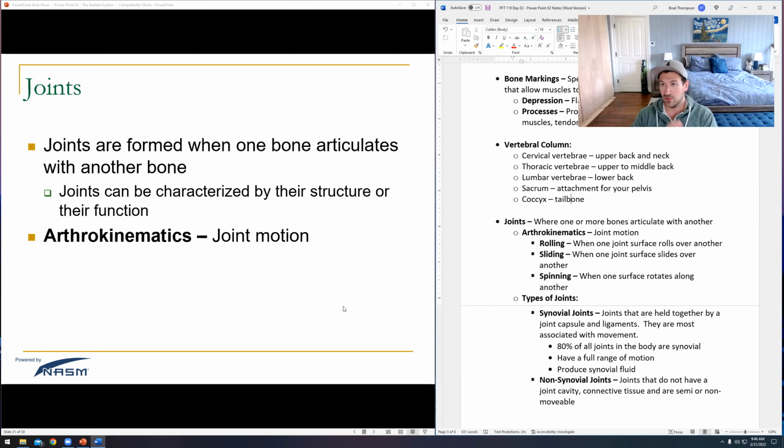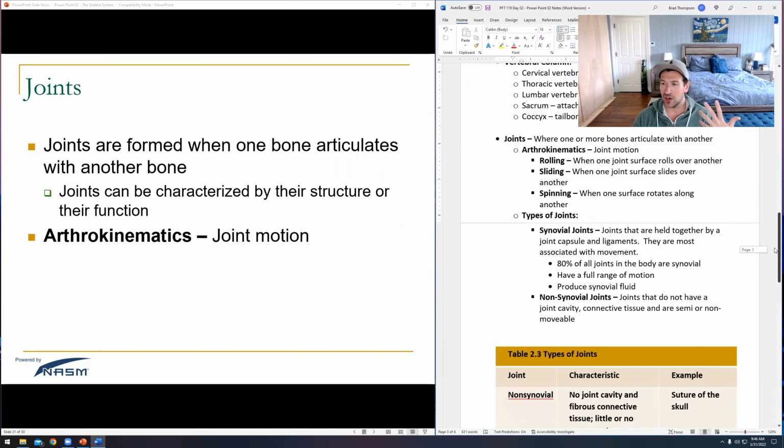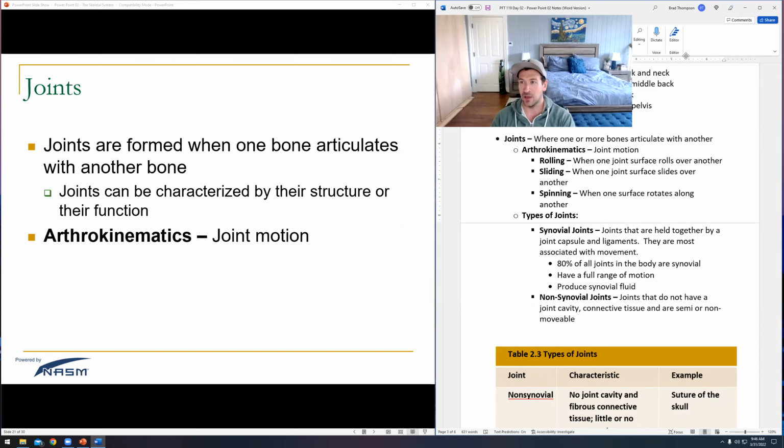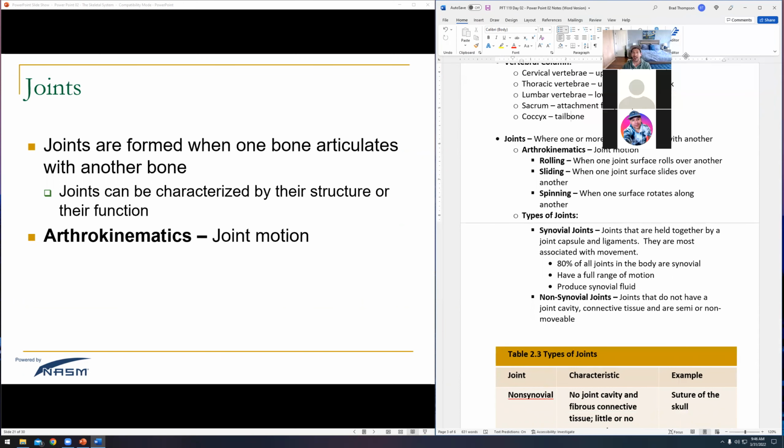So there's the bones, right? We've looked at the bones. We've got a pretty good understanding of how they all fit together, hopefully, and how they're shaped and what their job is. That's the big thing I want you to understand: the purpose of our bones. If you have a good understanding of that, going into the kinesiology stuff is going to come much more naturally. But the next thing we've got to look at is the joints.